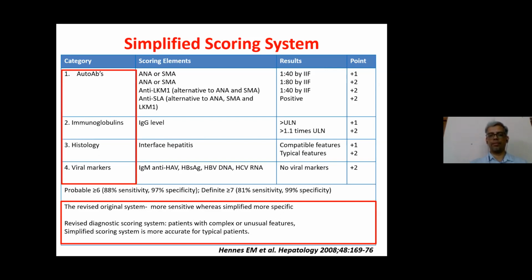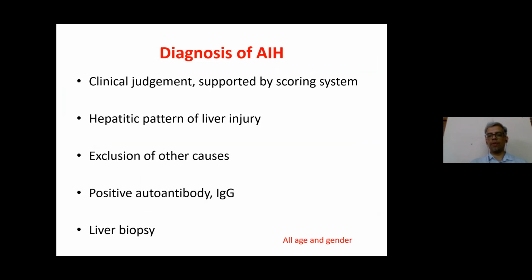autoimmune hepatitis. So to summarize what we have talked about so far, our diagnosis of autoimmune hepatitis is based on your clinical judgment, not on the basis of your scores. Scores support your diagnosis of autoimmune hepatitis. A typical presentation would be of a hepatitic type of pattern, with transaminases more elevated as compared to alkaline phosphatase. You need to rule out all possible other etiologies which may present with a similar clinical presentation and lab picture. A positive autoantibody, elevated immunoglobulin G levels, and a liver biopsy which is suggestive.